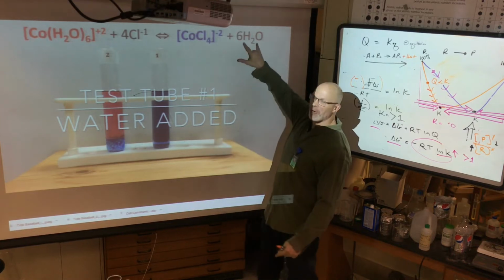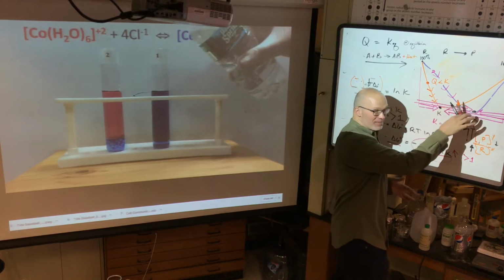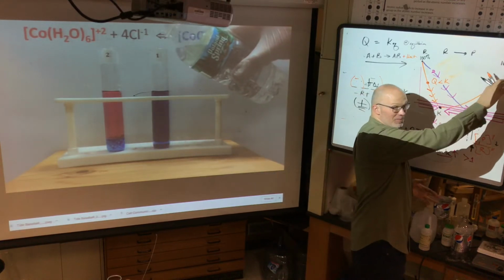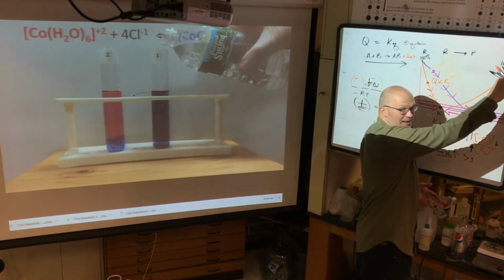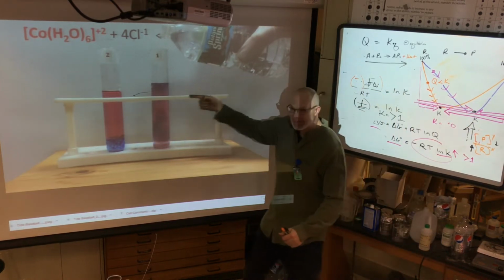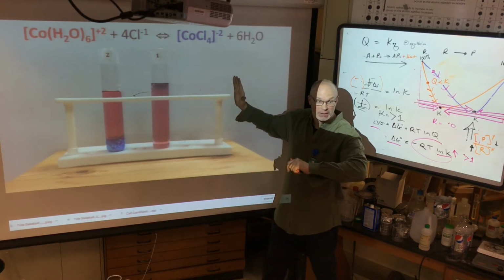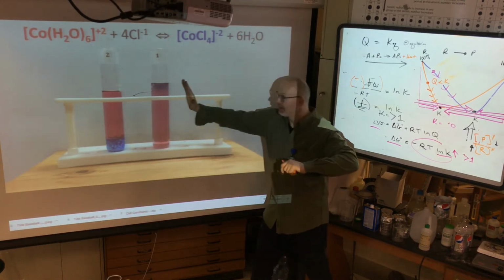If I add water, I'm increasing the products, right? So what am I doing? Making Q greater than K. And so what's going to happen is the reverse reaction. By adding water, I'm shifting it this way because now Q is greater than K. Cool beans.